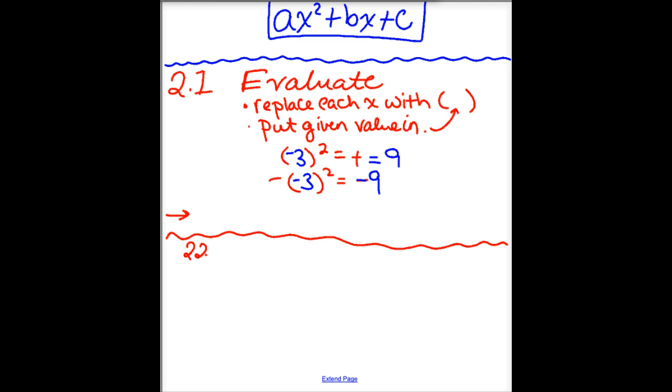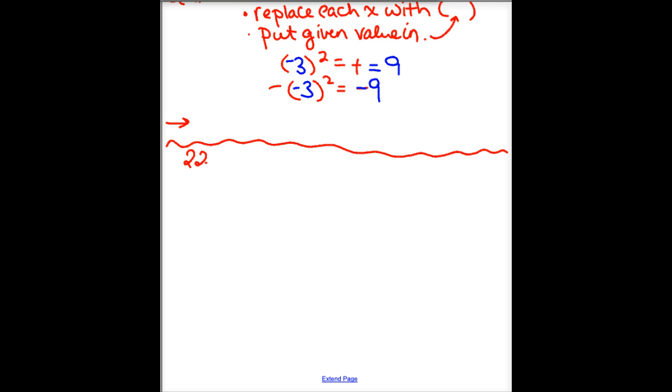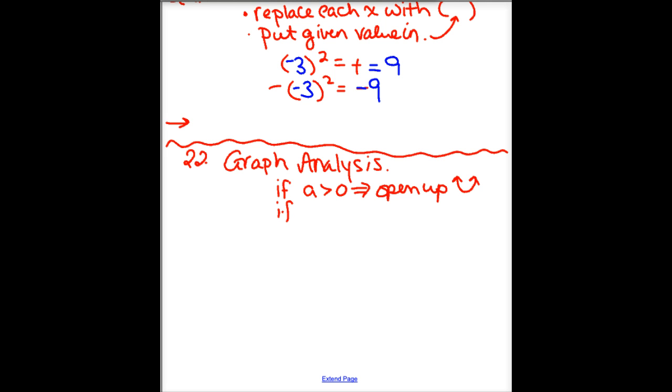Section 2.2, you need to know what the graph is going to look like. I would call this graph analysis. Could you, if you looked at the equation, tell me some things about the graph? For example, if A is positive, the parabola will open up. Positive, smile. If A is negative, the parabola will open down. Negative, frown. All right, I'm going to ask you that.